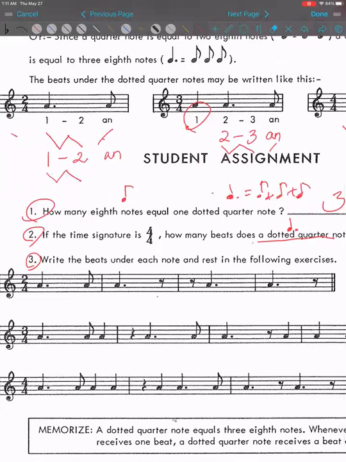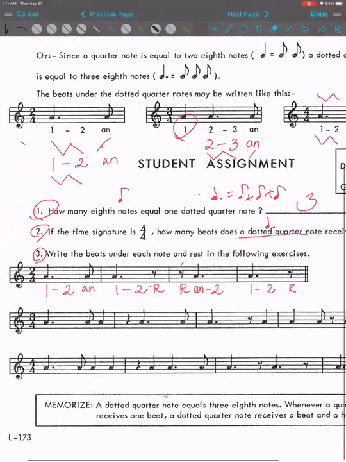Number 3, write a beat under each note and rest in the following exercise. So it's going to be 1, connect 1.5, 1 and 2, and then 1 and 2 rest. Now the next one will be 'and', because you have to have an 'and' to make up with the eighth rest here. So it's going to be rest and, connect to 2, and then 1 and 2 rest.